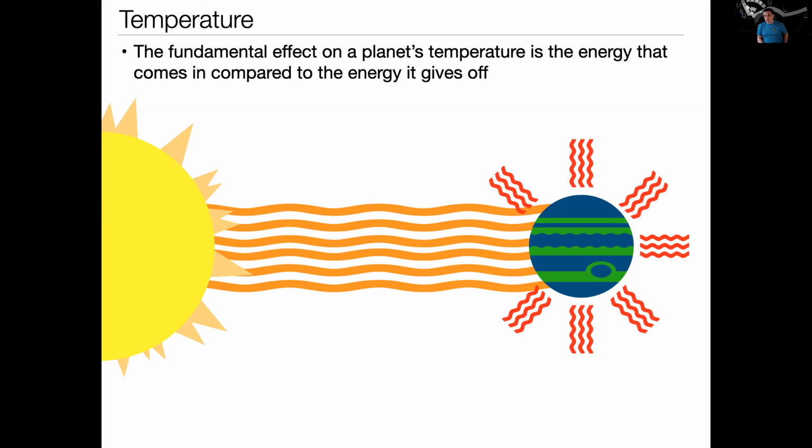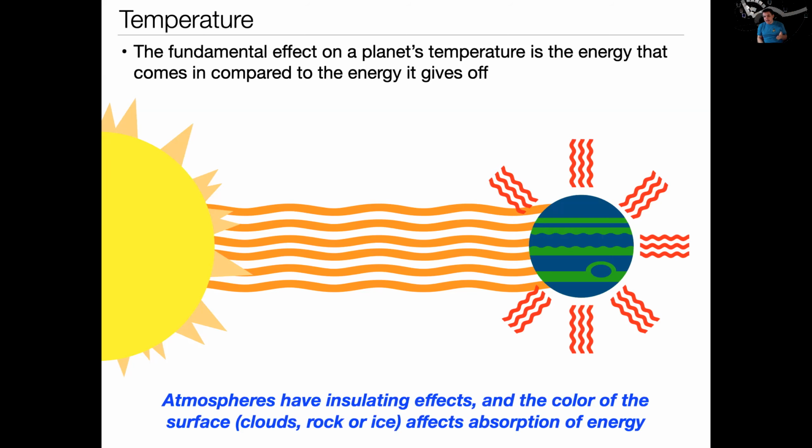Okay, and so the properties of a planet greatly affect that. Atmospheres have insulating effects, so they will reduce the amount of energy that is re-radiated out. Clouds, rock, and ice affect how much of that incoming radiation is absorbed or reflected and never changes the temperature at all. Okay, so all of these kinds of things affect how a planet responds to that external environment, and then that is what fixes the temperature that the possible life form on that planet might find itself in.